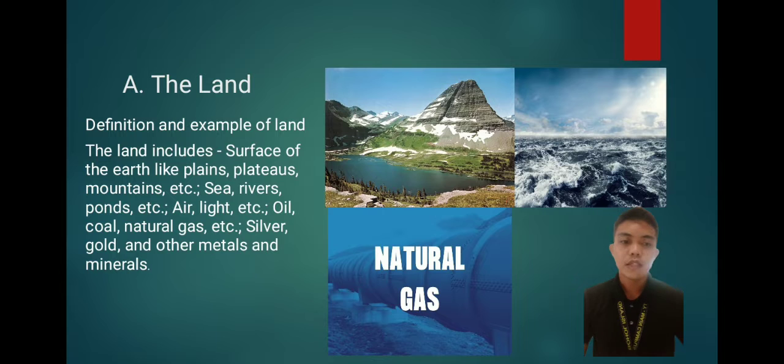So we tackle the land. The definition of land, with examples: land includes the surface of the earth, like plains, mountains and so on, and also seas, rivers, ponds and so on. It also covers natural resources like air, light, natural soil, coal and natural gas.